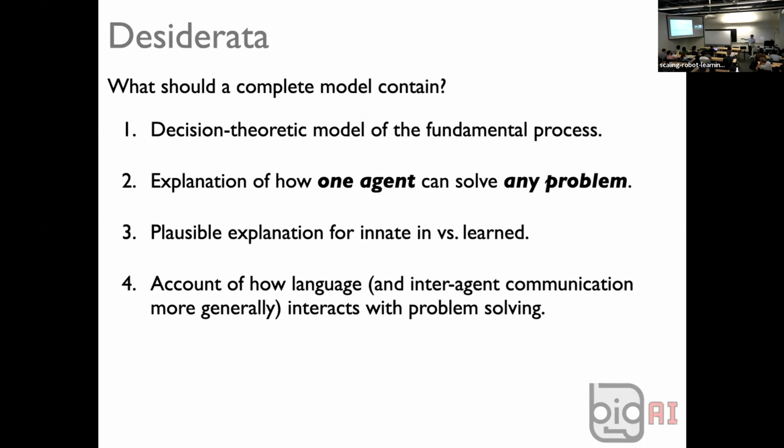I don't think there's much argument about the decision theoretic model. Maybe it needs to include extra stuff about time. Maybe we need to be more structured about the reward function. That's arguable. But my core thing is that we need to be able to explain how one agent can solve all the problems.